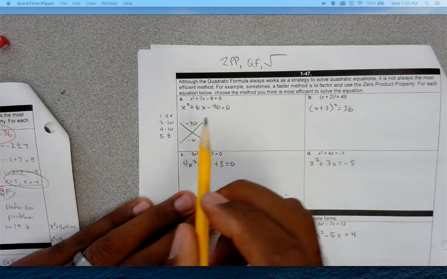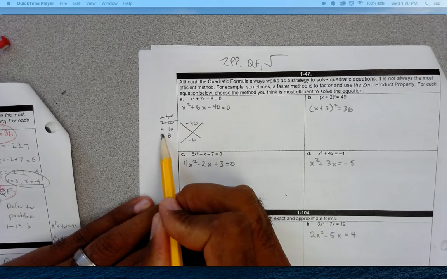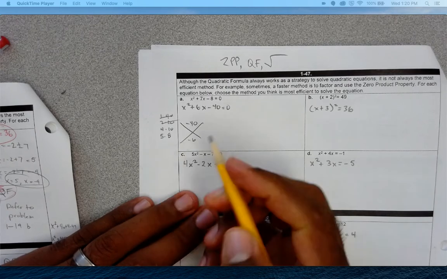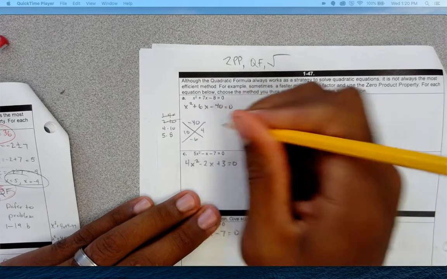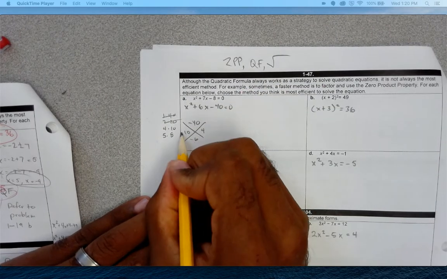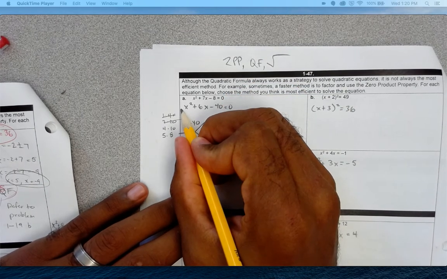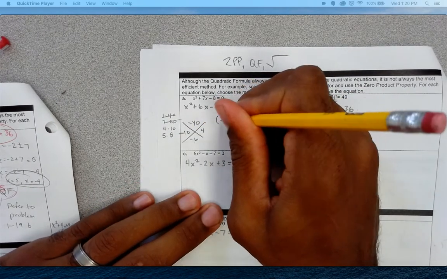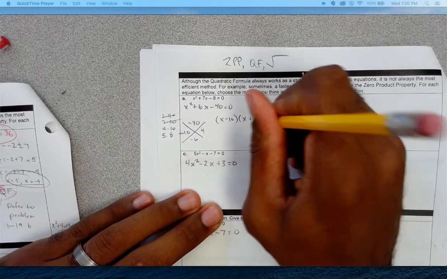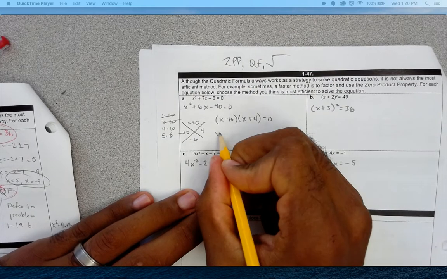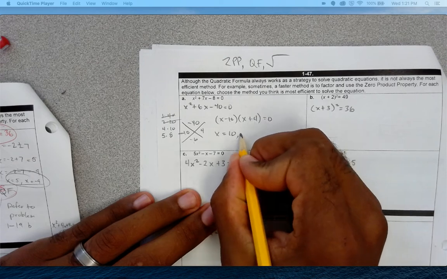Okay, so let's see. 1 and 40, nope, that's not going to make 6. 2 and 20, nope. 4 and 10. Well, if I do 10 minus 4, that would work. Okay, so now 10 minus 4, and it's a negative 6, right? So that means the bigger number needs to be negative. Okay, so now I have just 1 in the front, so I can go straight to the factors. X minus 10 and x plus 4 equals 0. Okay, zero product property says that this will be positive 10, and if that's positive 4, this will be negative 4.